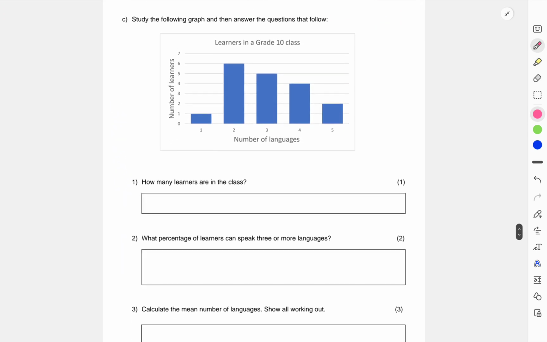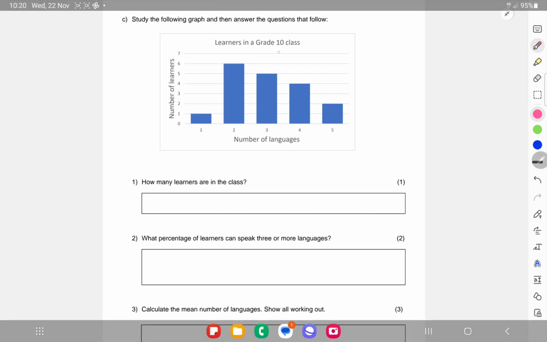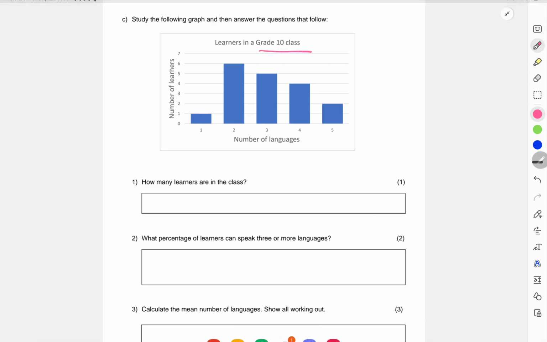Okay, then number C, study the following graph and then answer the questions that follow. How many learners are there in the class? So let's just first see what's going on. This is a bar graph. It's the learners in grade 10. It's the number of learners here on the side and the number of languages probably that they can speak or something. So they say to you, how many learners are in the class?